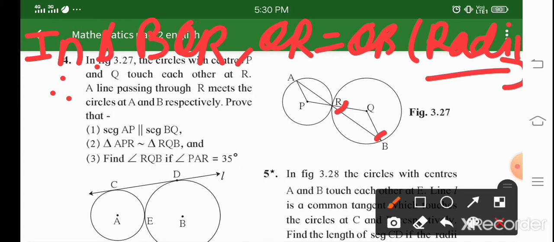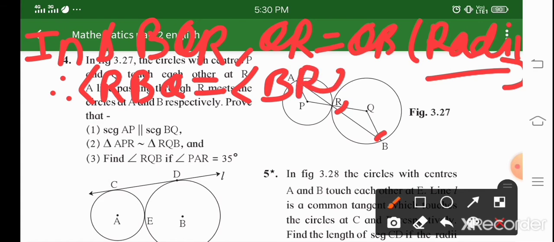So just write, therefore angle RBQ is equal to angle BRQ. So this is equation number 2, you can say that. Now can you see this R and this R, this is common, and even this is vertically opposite. So we have that theorem, the vertically opposite angle theorem.